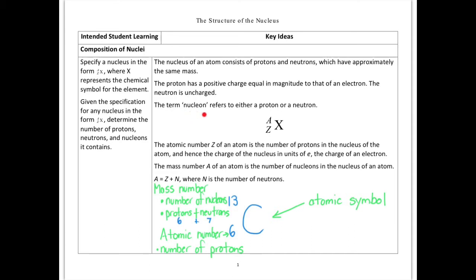And this word may be new to you. We're going to talk about the word nucleon. A nucleon refers to something that's found in the nucleus. So that can either be a proton or a neutron.